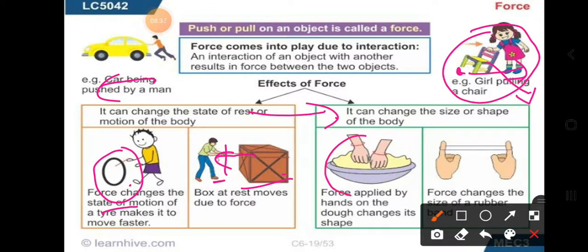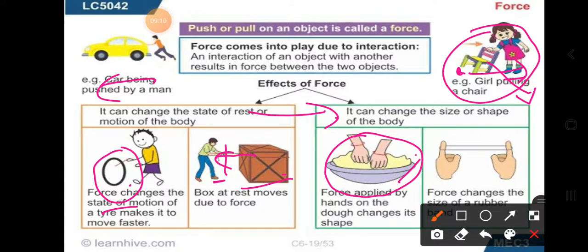And here you see dough being prepared. When you observe here, the force applied by the hands on this dough will always change the shape of the object. So force is used to move the object, force is used to stop the moving object, and force is even used to change the shape of objects.